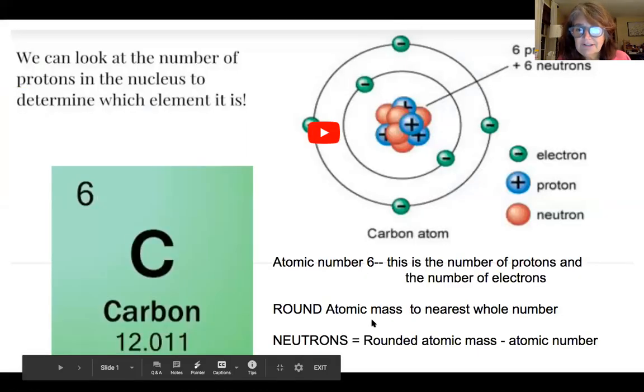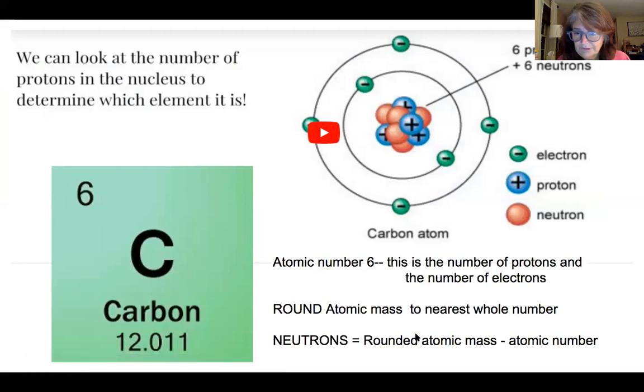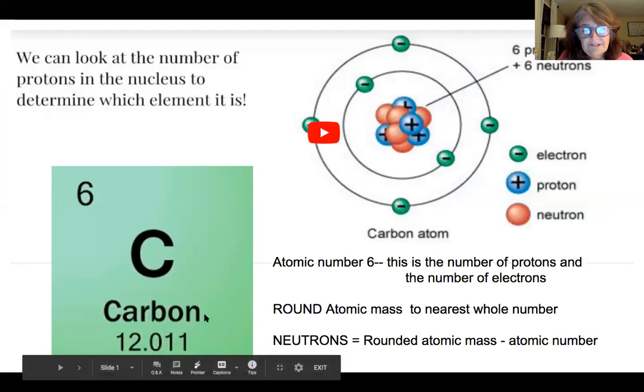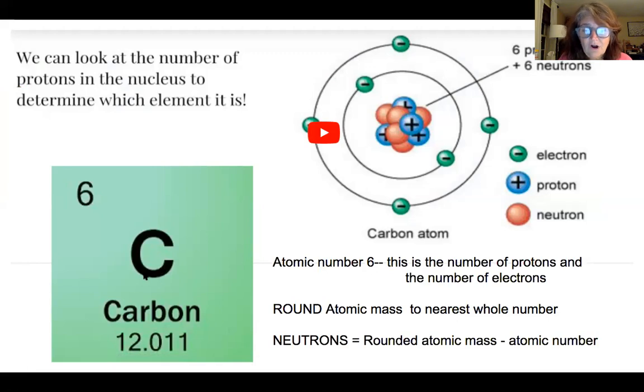Let's take a look and review what we've learned. The elements that you find on the periodic table are made up of atoms. For instance, carbon is an element on the periodic table that is made up of carbon atoms. And here we see a carbon atom.